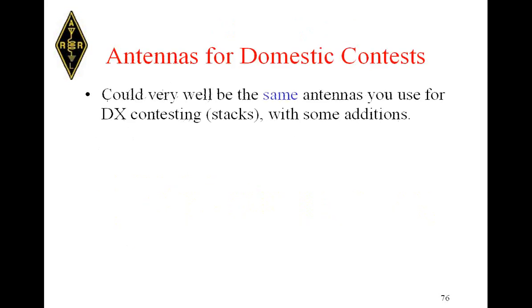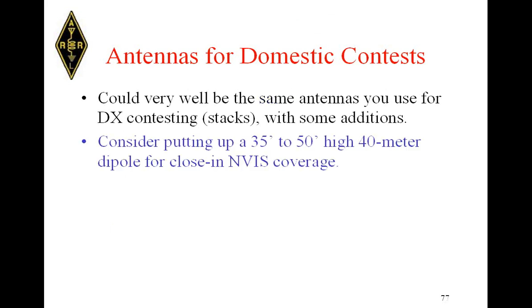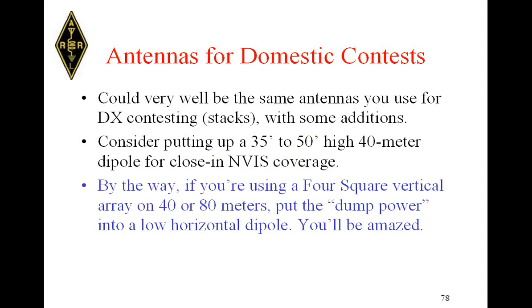Okay, antennas for domestic contests could very well be the same antennas you use for DX contesting, that is stacks, with some additions. One of the additions that I talked about here was a 35-foot high, 40-meter antenna for NVIS coverage on 40 and for domestic contesting. And by the way, I'm sure a number of you are probably using vertical four-square arrays on 40 or 80 meters. But here's a trick for you.